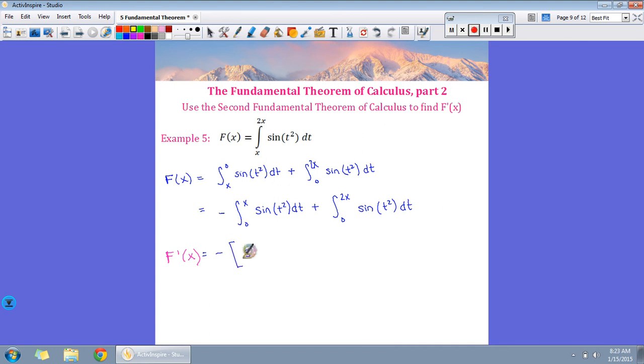So we've got negative sine of x squared, and then the derivative of x is 1, plus sine of 2x squared times the derivative of 2x, which is 2. So this equals negative sine of x squared plus 2 sine of 4x squared. And that's it.